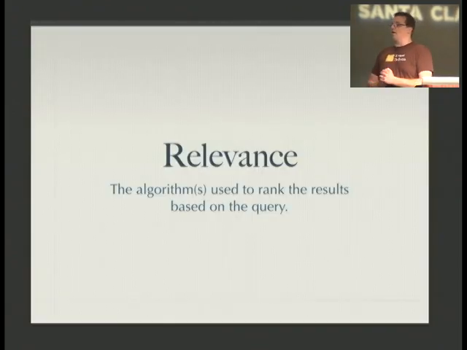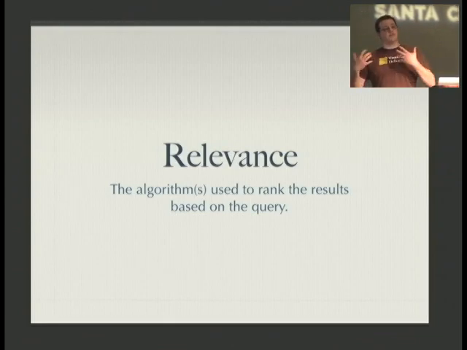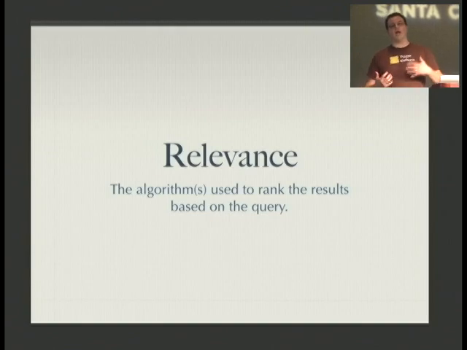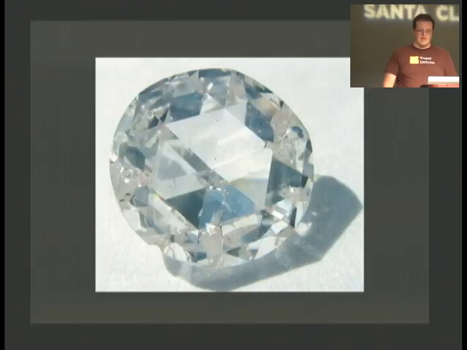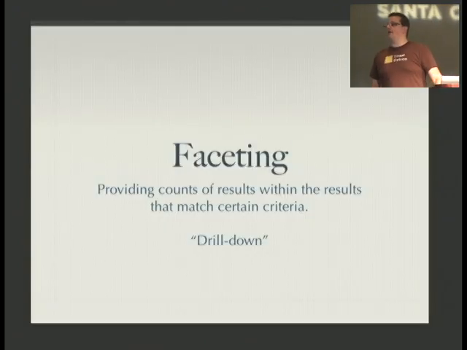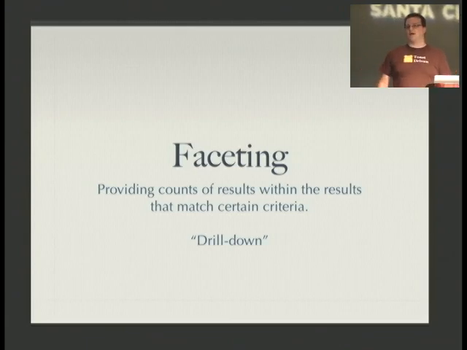Relevance. Relevance are the algorithm or algorithms you may apply to the results you get back out of the search engine to determine how well a certain document or result may fit an individual query. Faceting. Faceting is drill down. If you've ever been on Amazon.com, that left-hand bar that lets you say, hey, I want a camera that's a Canon in $200 to $400 range, and lets you drill down, that's faceting.